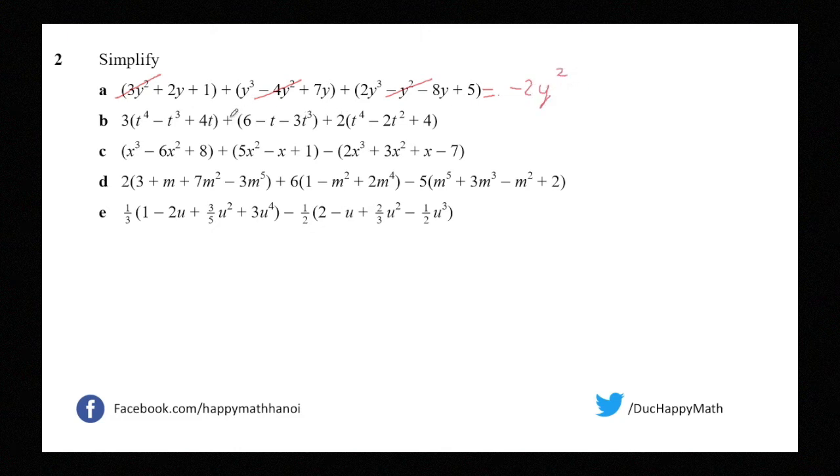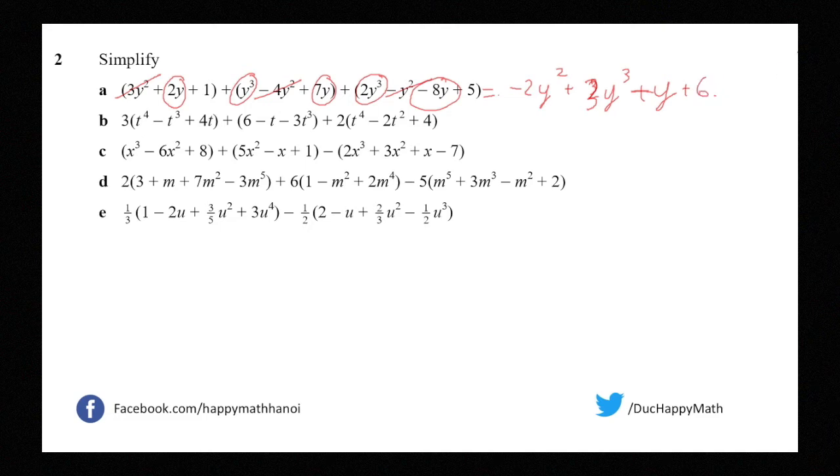Next, y cubed: this one is y cubed, this one is y cubed, so you have 2 or 3, this is 3, okay, 3y cubed. How about the terms with only y: 2y, 7y, and minus 8y. 2 plus 7 minus 8 means only 1y. The constant numbers are 1 and 5.